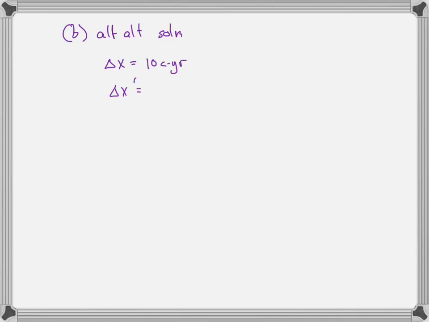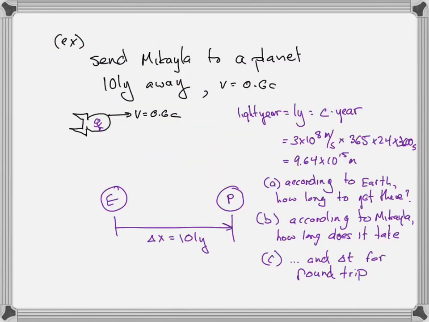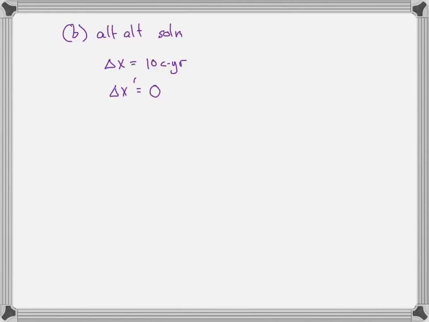According to her coordinate system in the primed system, she never goes anywhere, because her coordinate system is stuck to her spaceship so that it travels with her. So she is always at the origin of her own coordinate system. She is moving relative to the Earth's coordinate system, but she is stuck to her own coordinate system. Okay, I've said that 5 times. So delta x prime is equal to 0.